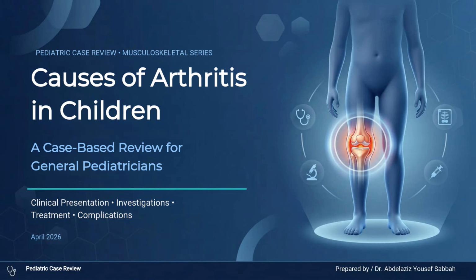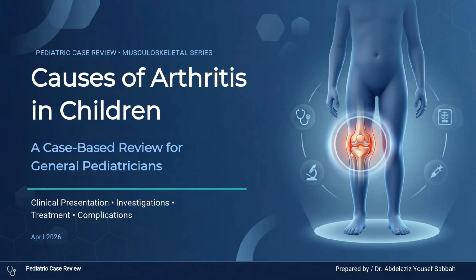Today we present a comprehensive case-based review of the causes of arthritis in children. This lecture is designed for general pediatricians and covers 16 carefully crafted clinical cases addressing the major causes of joint inflammation in pediatric patients. We will walk through septic arthritis, juvenile idiopathic arthritis subtypes, acute rheumatic fever, pathophysiology, laboratory investigations, imaging, treatment strategies, and long-term complications.